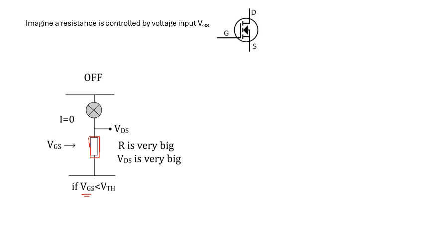Looking at this potential divider, the bulb and the resistor, no current flows. So this VDS, the drain source voltage, is very big. So you're talking very, very big, mega ohms. So no current will flow. So the transistor is off.